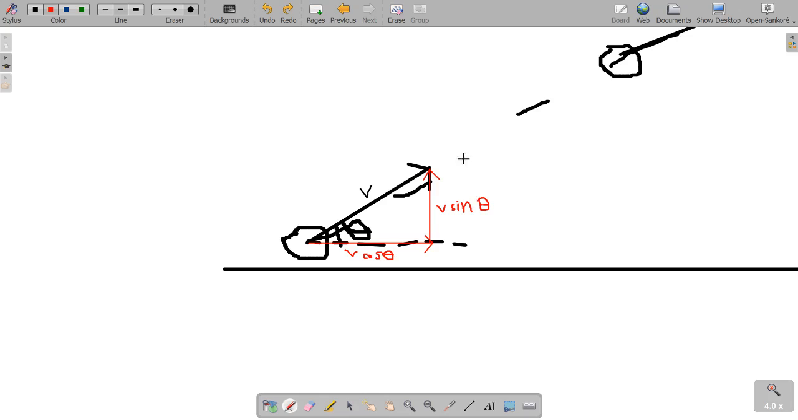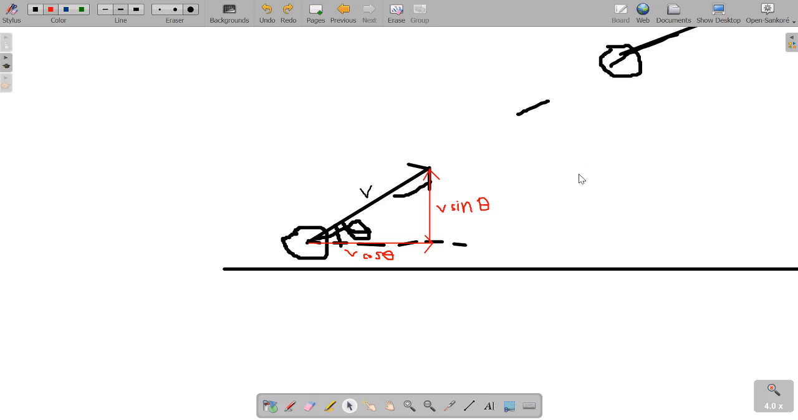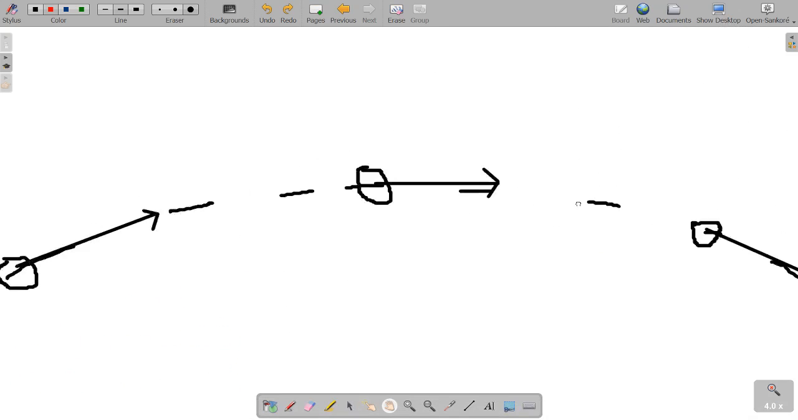Yeah, so this is the vertical components and the horizontal components at the start. Now I'll move on to here. Okay, right. So take note.